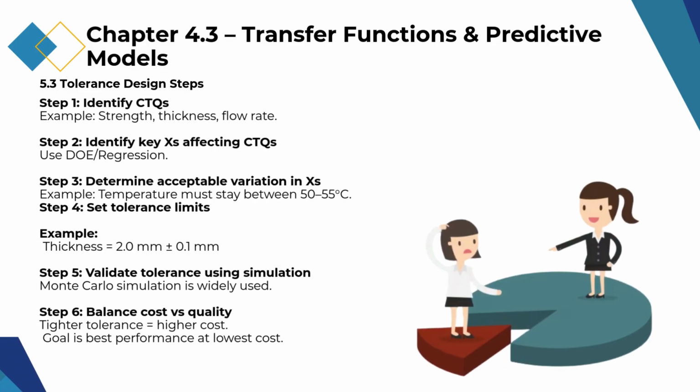This slide outlines the steps in tolerance design. First, identify critical to quality characteristics, or CTQs. Next, determine key input factors affecting CTQs using DOE or regression. Define acceptable variation and set clear tolerance limits. Validate tolerances through simulation like Monte Carlo analysis. Finally, balance cost and quality to achieve best performance at lowest cost.